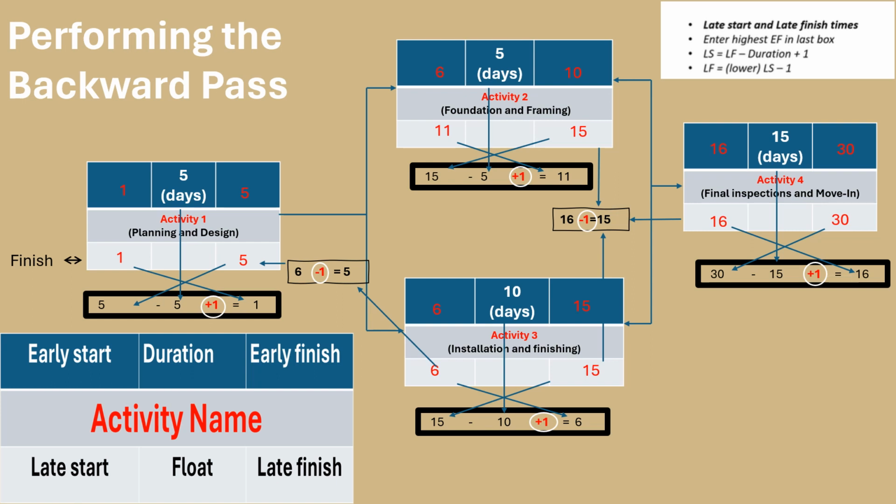To transition to the next activity, determine the lowest late start value between activities 2 and 3, which is 6 days. Subtracting 1 day from this lowest value brings the late finish for activity 1 to 5 days. In activity 1, calculate the late start by subtracting its duration, 5 days, from the late finish of 5 days. Adding 1 day to this result gives you a late start of 1 day. These steps will help you systematically perform the backward pass in your project schedule, allowing you to identify the critical path and manage project timeline.